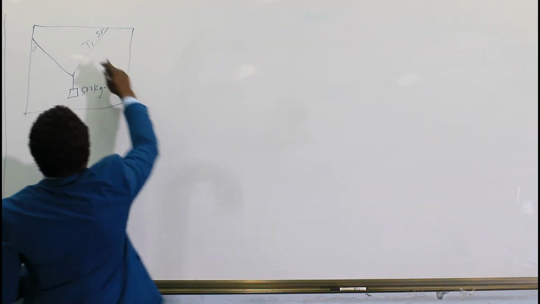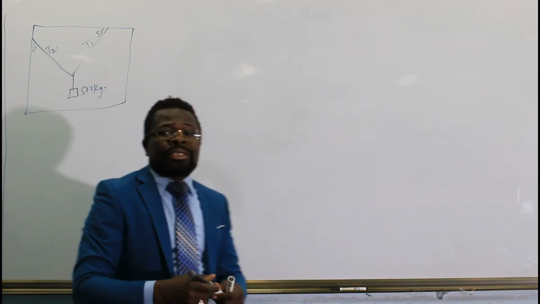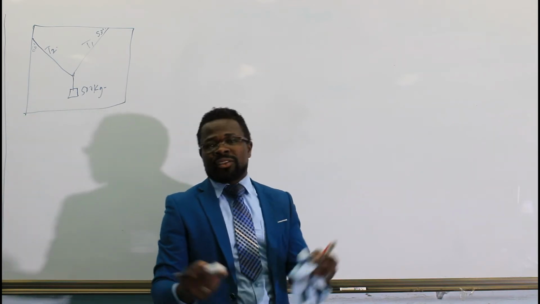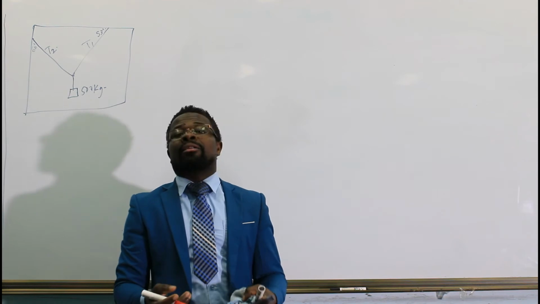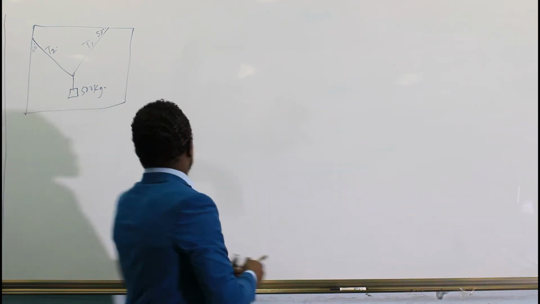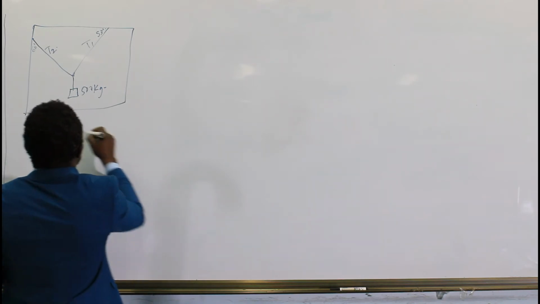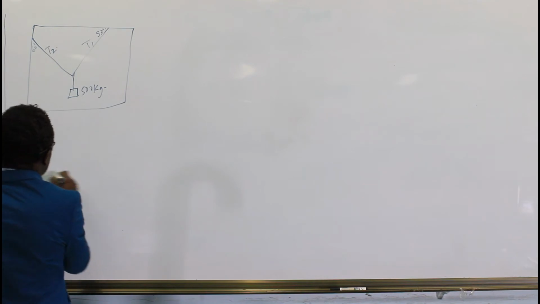So I am calling this one T1, then this will become T2. So there are 2 tensions that we have in there. Let's try and see how we can find these tensions. So we'll first have to draw a free body diagram for the problem. To draw a free body diagram, I'm going to take it from this point and draw a Cartesian plane.